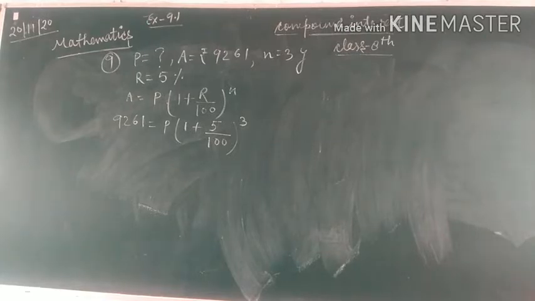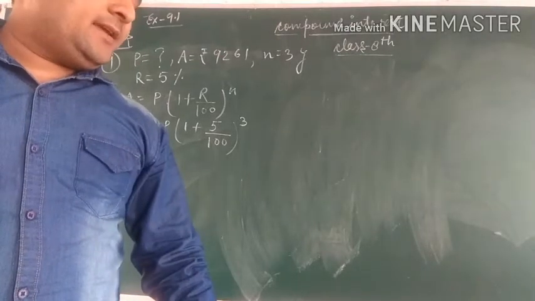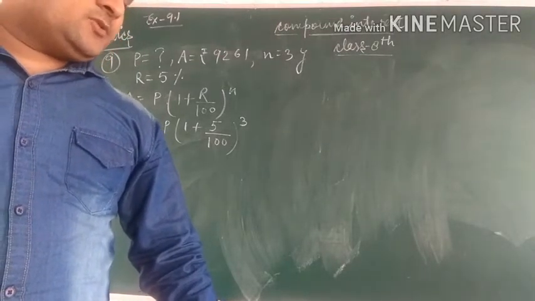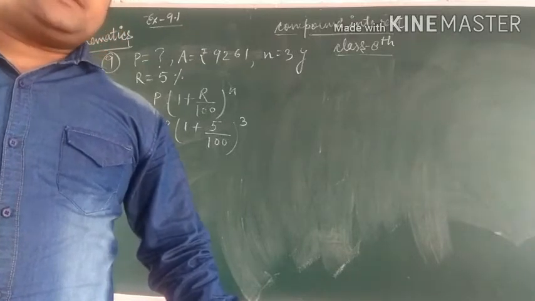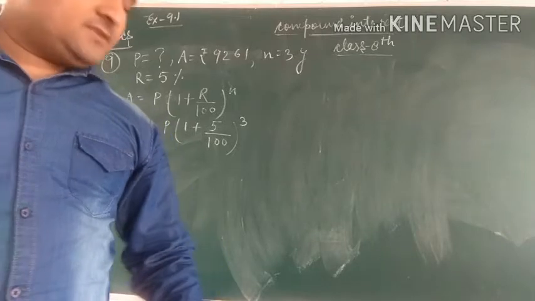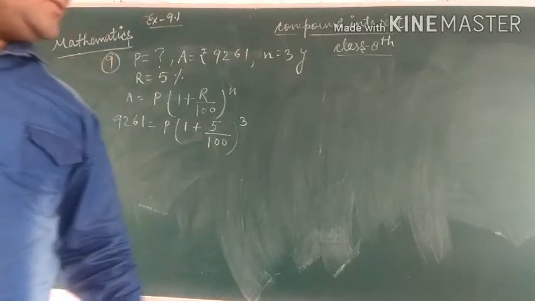Question number 9, I am explaining. 10 and 11 are the same. In question number 10, the rate of interest is 6 and a half. So you will change it like question number 1 B. Okay.